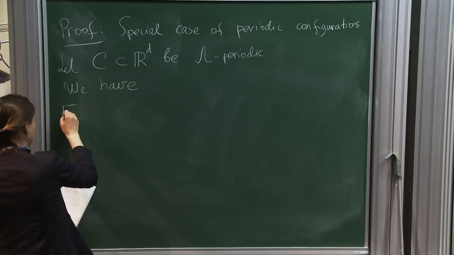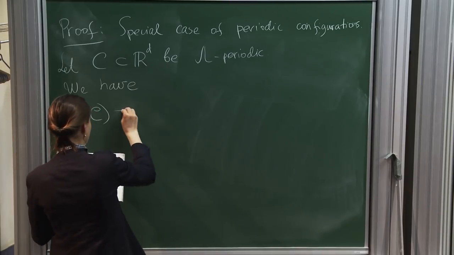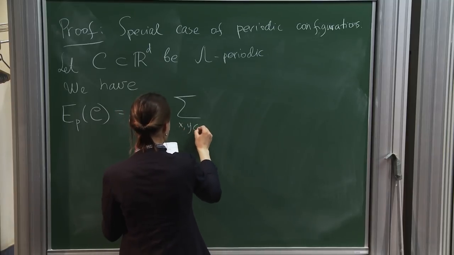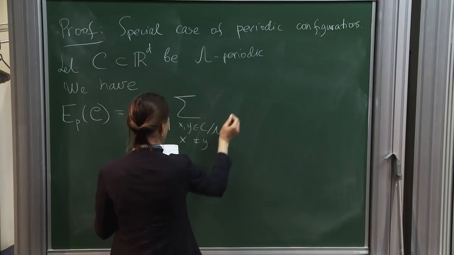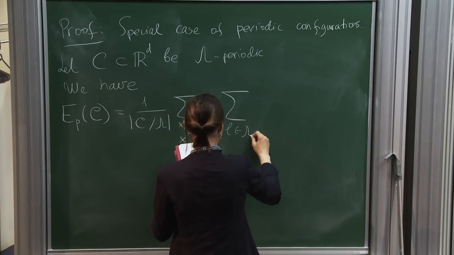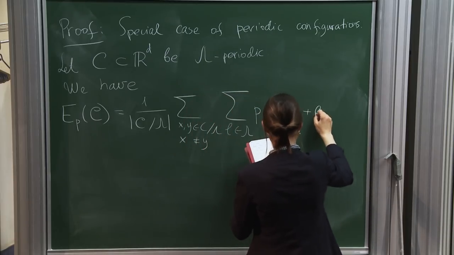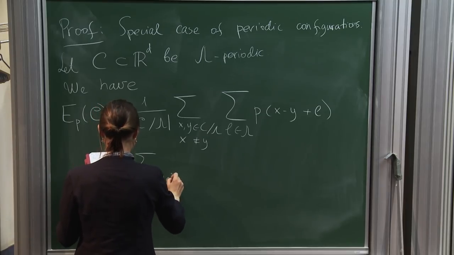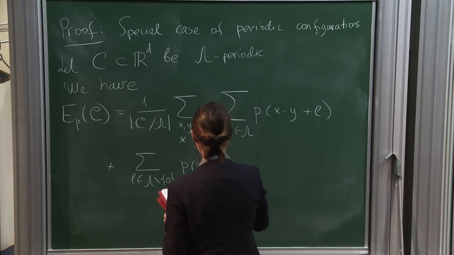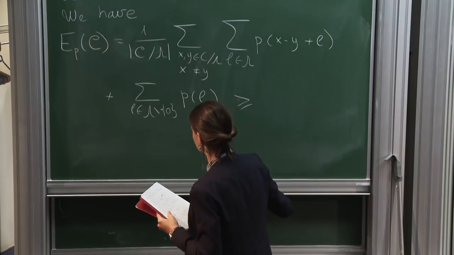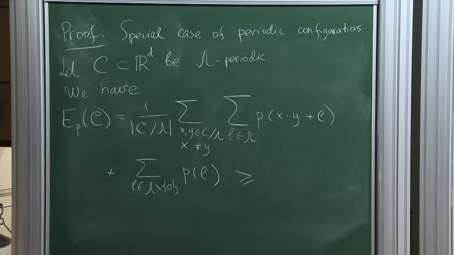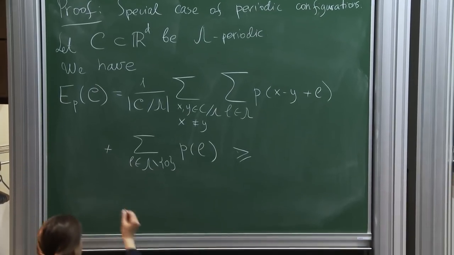We can write the P energy of this configuration in the following way. And so now, at this point, we just used the computations which we have done before when we considered periodic configurations. So now what we do, we can estimate this number from below using the fact that f does not exceed P. So we can write in the following way.